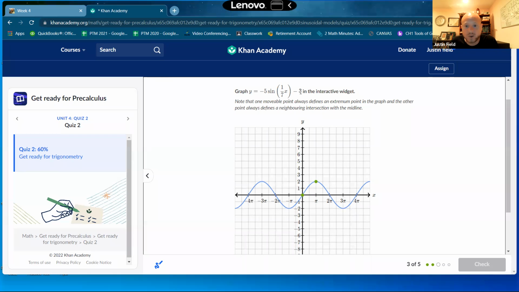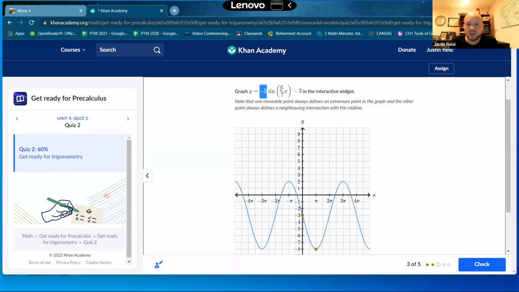And so we know our midline is at -3. So that's nice. This point right here has got to be at -3. There's no horizontal shift because there's no c value. So we know that we actually have a point right there at -3. We know our amplitude is 5, so we're going to need to have 5 between our midline and our minimum.